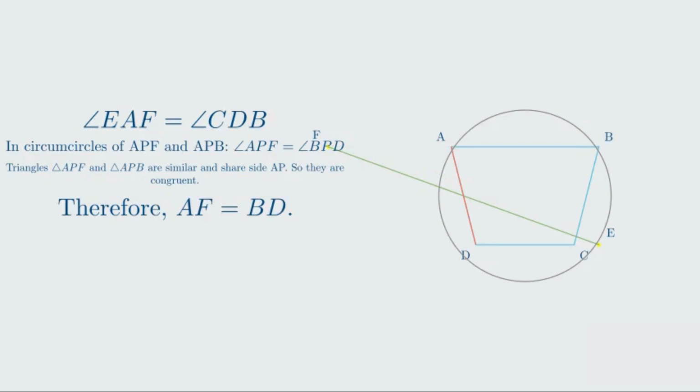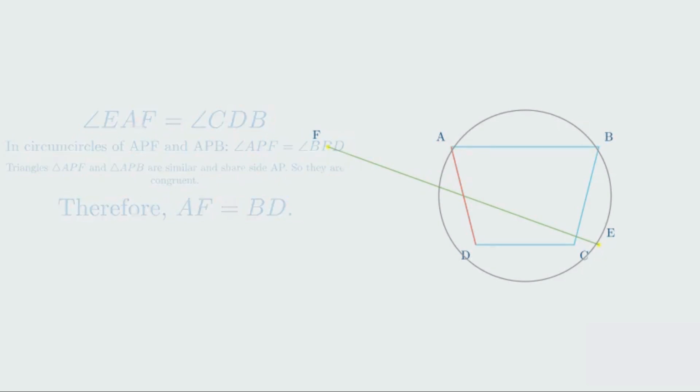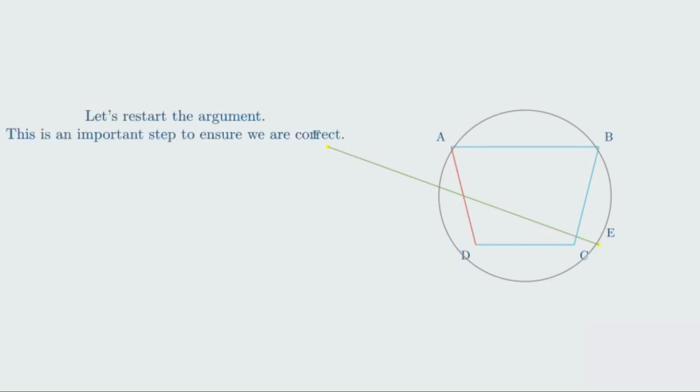Wait, I seem to have made a mistake. Let's re-examine that step. I got ahead of myself. We have AF equals BD from the problem statement. We didn't prove it. My apologies. Let's restart the argument. This is an important step to ensure we are correct.